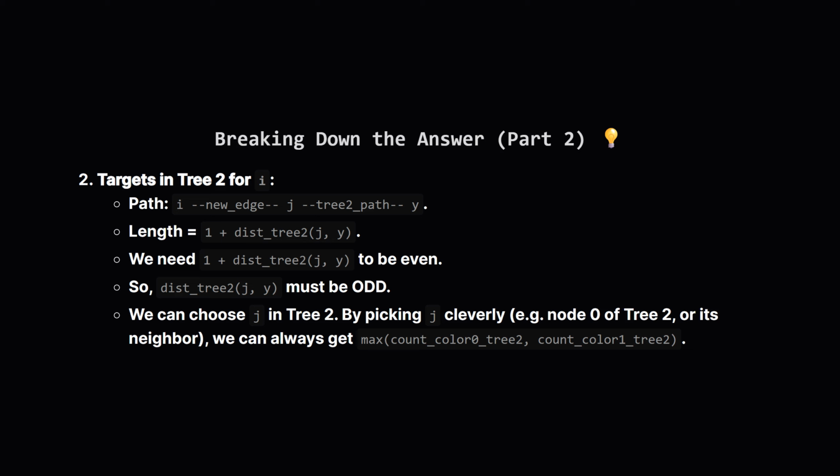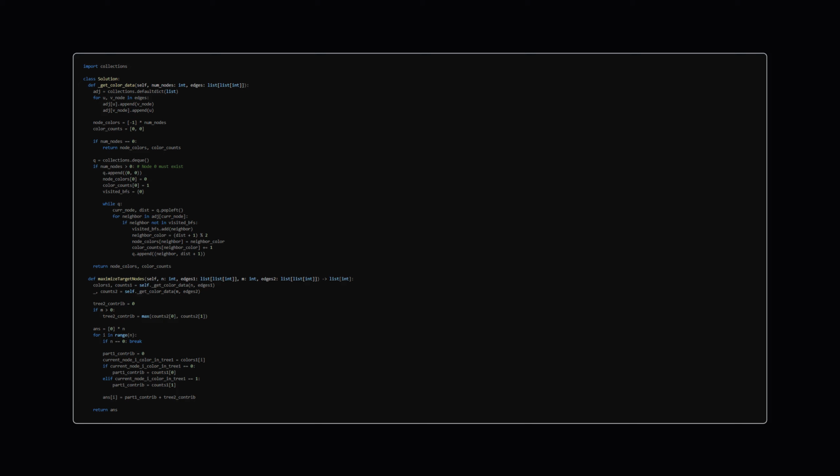This means we can always aim for the larger of the two color groups in the second tree. So this part of the answer is simply the maximum of the counts of nodes in the second tree. Alright, here's the Python code for this approach. It looks like a bit, but the main idea is that helper function. Let's call it getColorData. We'll break that down. Then we use it for both trees and combine the results.